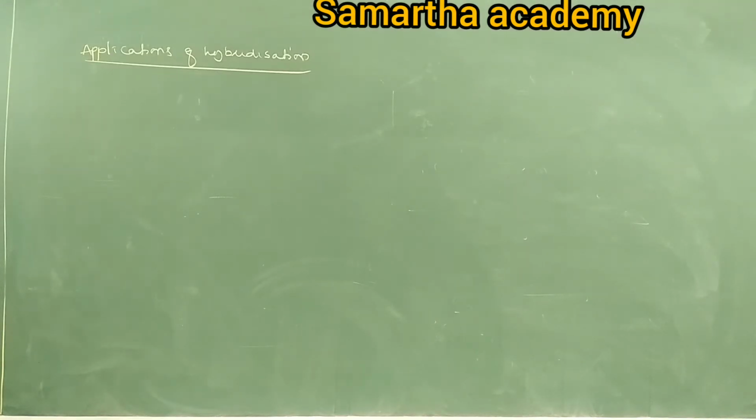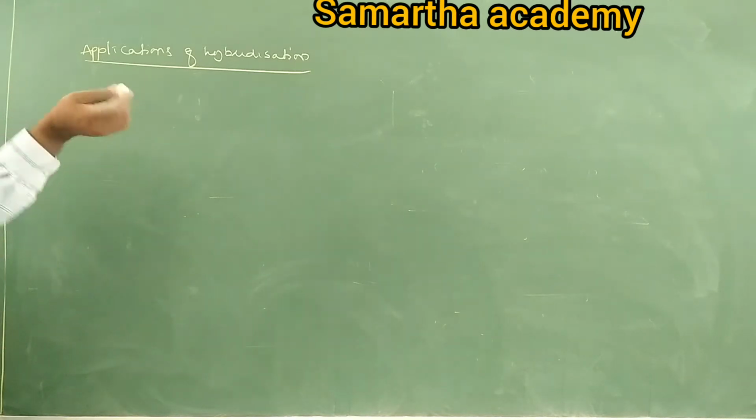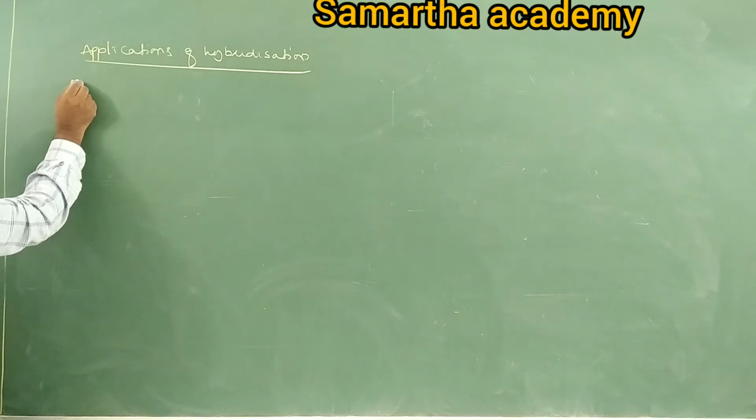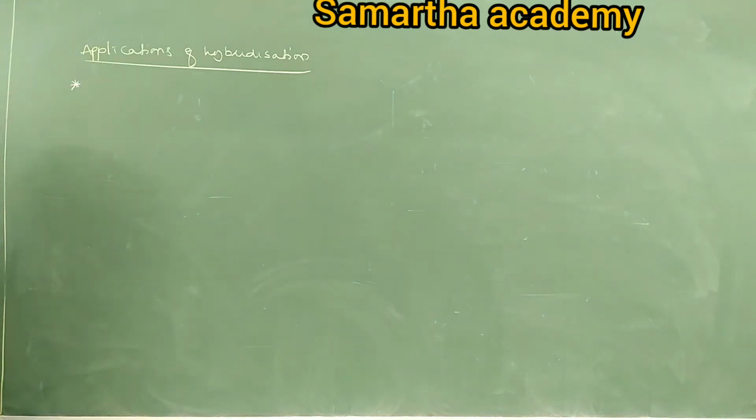Come on, tell me. What are the applications of hybridization? First application is, tell me, because of hybridization. Now can you tell me, in hybridization which atom can undergo hybridization? Only the central atom. In a molecule only the central atom can undergo hybridization. What about surrounding atoms? They never undergo hybridization, right?